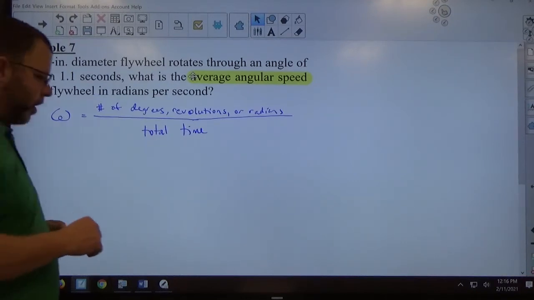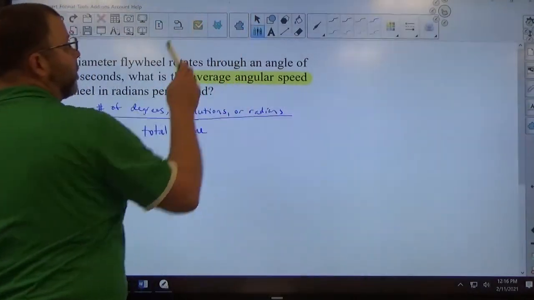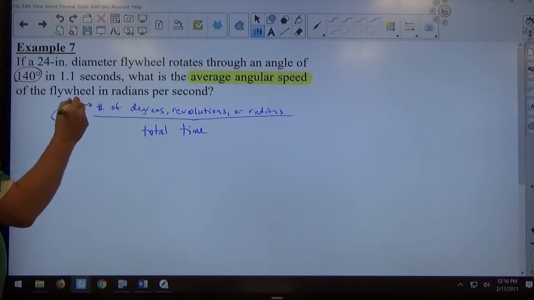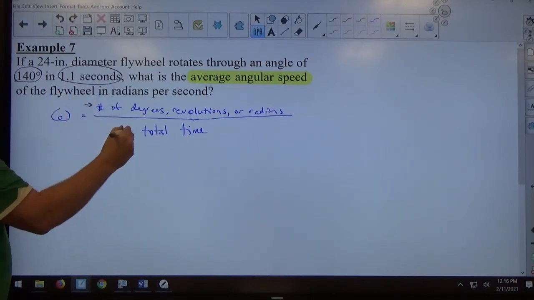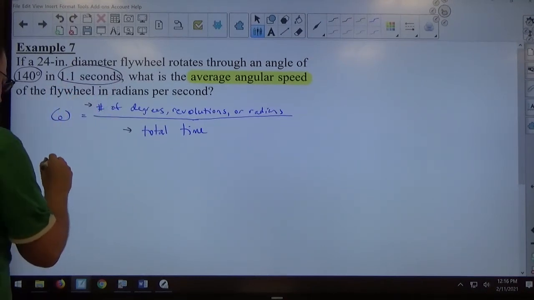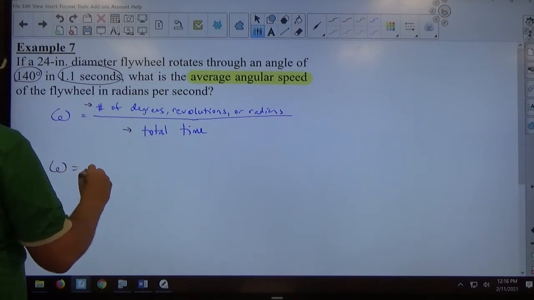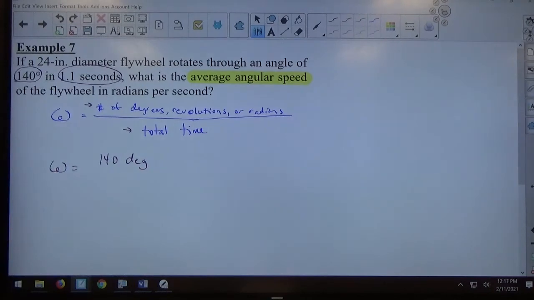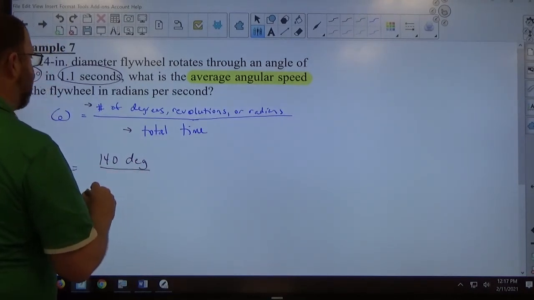So we start off with what we're trying to find just to get an answer. Basically, the first step in both of these problems is figure out what the answer is. Step 2, convert to the proper units. So it rotates through a 140 degree angle, that's the top number, and it took 1.1 seconds, that's the bottom number. So our omega in this problem is going to be 140 degrees, and again, I'm looking at possibly doing unit conversions, so I'm not going to write the degrees symbol, I'm going to write DEG over 1.1 seconds.